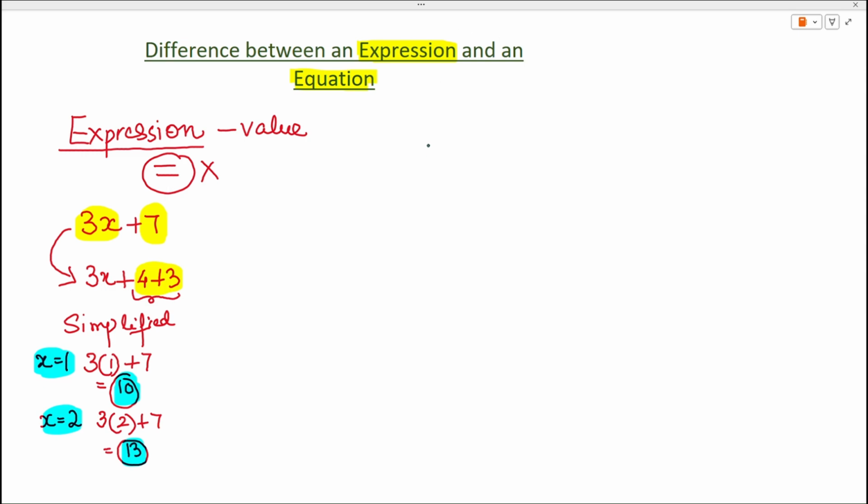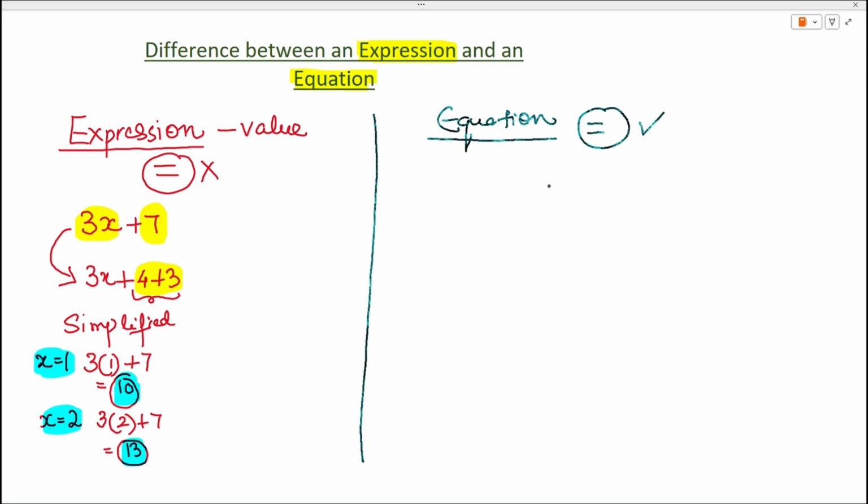Now let us see how different the equation is from an expression. An equation also will have a term with a variable. So we are going to take a similar one, but it will definitely have an equal to sign in between. So we are taking an equation which is 3x plus 7 equals 10. Now because in this one there's an equal to sign present, this is an equation and not an expression.